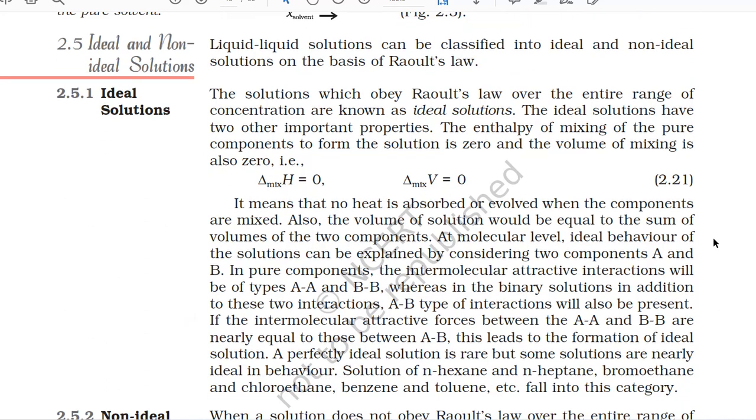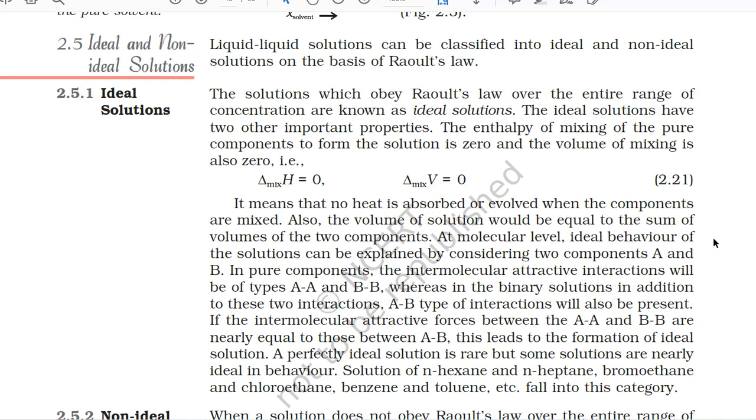2.5 Ideal and non-ideal solutions. Liquid-liquid solutions can be classified into ideal and non-ideal solutions on the basis of Raoult's law. 2.5.1 Ideal solutions. The solutions which obey Raoult's law over the entire range of concentration are known as ideal solutions.